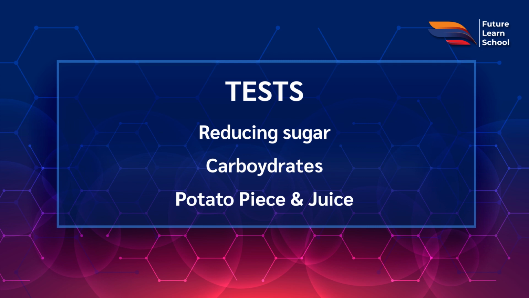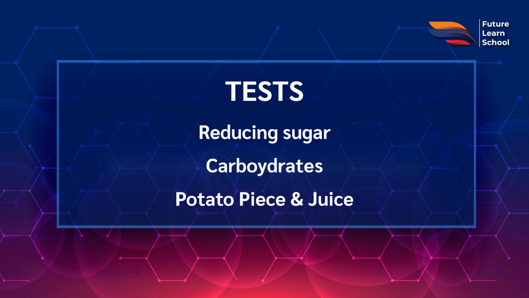They could be categories of carbohydrates, like reducing sugars and non-reducing sugars. In order to confirm the presence of reducing sugars, we have to perform the Benedict test, and in order to confirm the presence of non-reducing sugars like starch, we have to perform the iodine test.